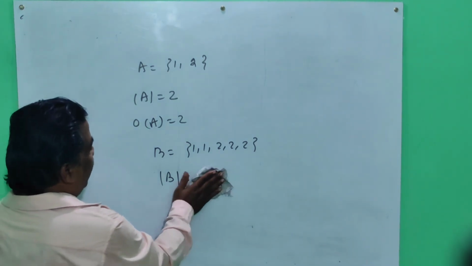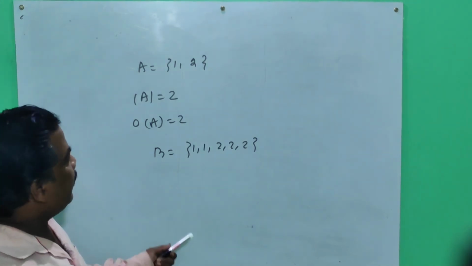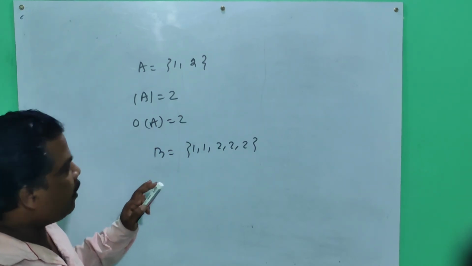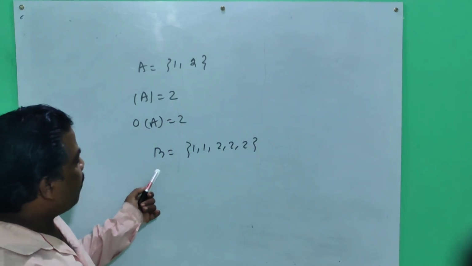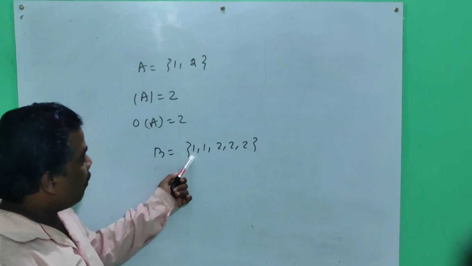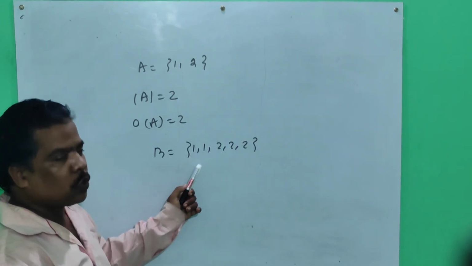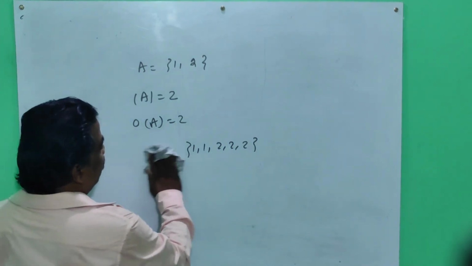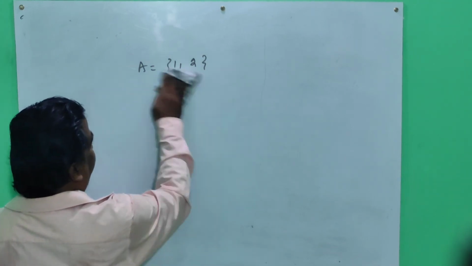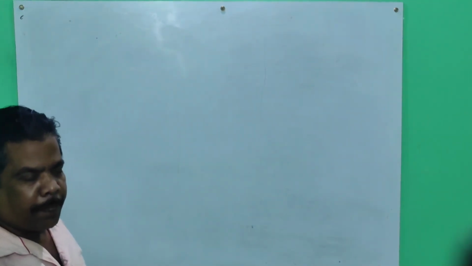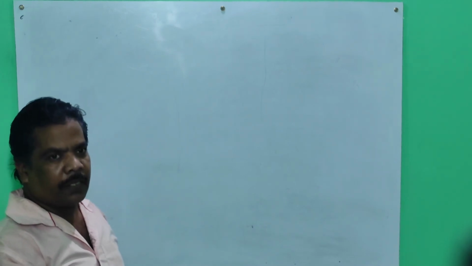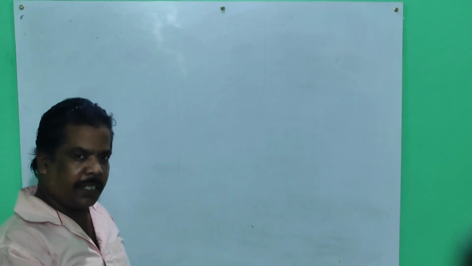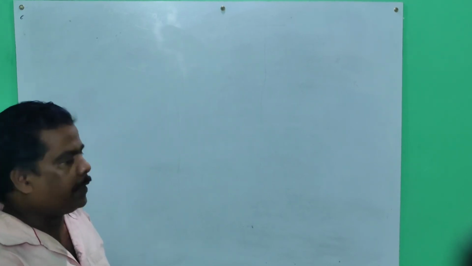Now if a set is written, we can find the cardinal number. Cardinal number means the number of elements present in a set. If an element is repeated, for example 2 is repeated 4 times, it doesn't change the set. Now we know that if a set contains 3 elements, the cardinal number is 3. The cardinality of a set is defined as how many elements it contains. The number of elements present in a set is called its cardinality.